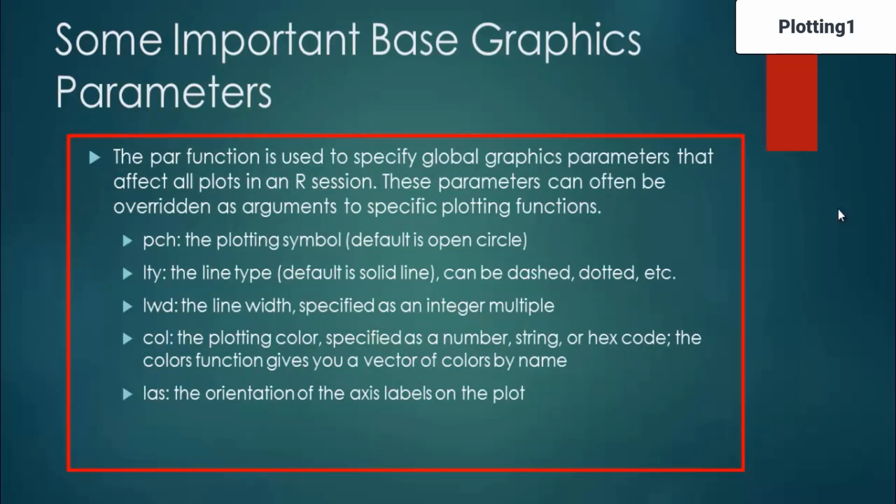So what are some of the important base graphics parameters? The par function, as I told you earlier, is used to specify global graphics parameters that affect all plots in an R session. These parameters can often be overridden as arguments to specific plotting functions. PCH is the plotting symbol. By default, it creates an open circle.